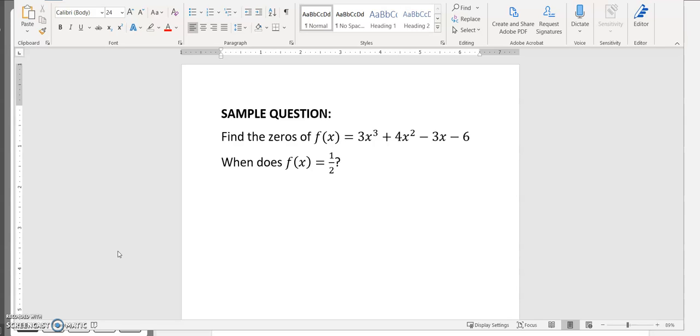So we're going to go through both of these problems and show you how you can use the calculator to solve any type. And it doesn't have to be a polynomial like this. It can be a trig, it can be exponential or whatever. But this is the technique of how we're going to do this.